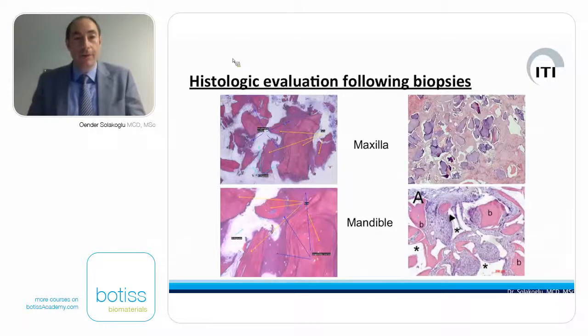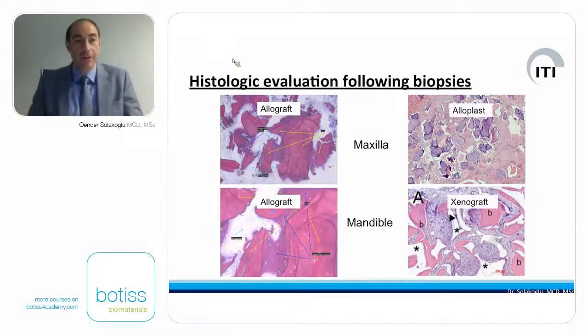As I mentioned before, in order to document this case very well, we did biopsies. And those biopsies were evaluated histologically, as you can see here, the maxillary left and right side and the mandibular left and right side. And you can see here the differences: the allograft material which was used on the right side and the alloplastic material which was used in the left side of the maxilla, and the xenograft which was used on the left side of the mandible. All materials work very well in these certain indications. However, in some areas you can see more remnants of the bone grafting materials compared to others.